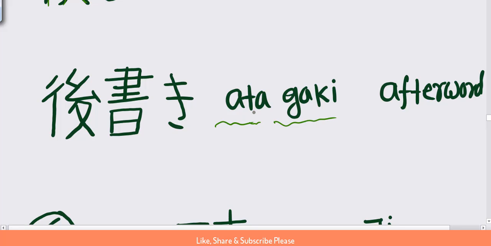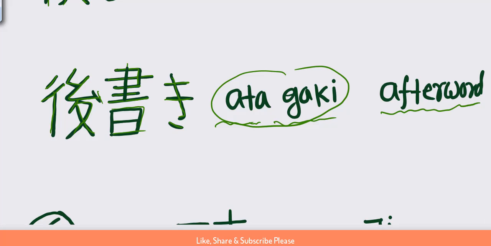Atagaki, afterward. So ata, so here. Atagaki like that. Ki here, hiragana, atagaki, afterward. Afterward means when you write something as a short note after the literature or after the descriptions, this is afterward. Atagaki, afterward.